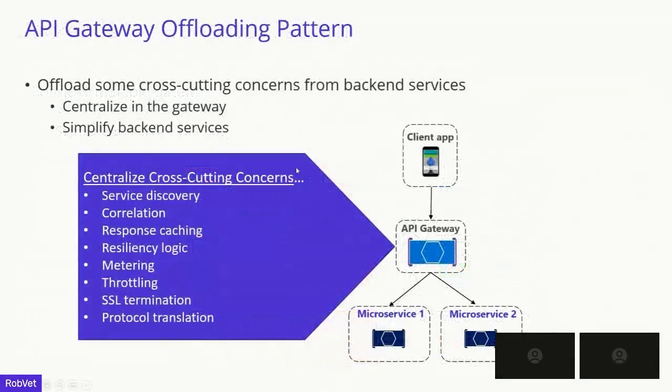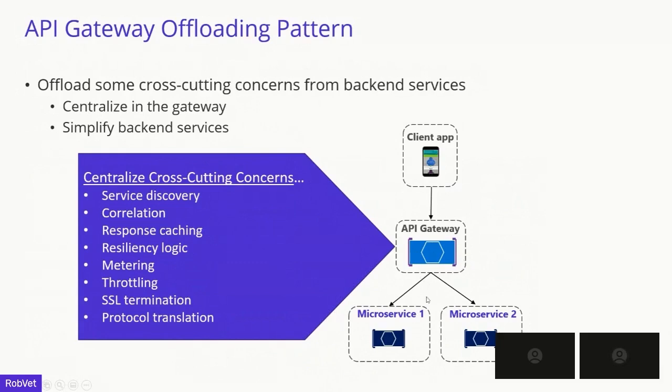Another pattern that we see with gateways is this. It's called the API Gateway Offloading pattern. By having this gateway, it gives us an opportunity to offload some of the back-end cross-cutting concerns. Not all, but some can go away. So for example, if each service has a full set of cross-cutting concerns, could we not begin to offload maybe the service discovery, the correlation token generation, the caching, the resiliency, some of the metering and throttling from the back-end services, moving that to the gateway.